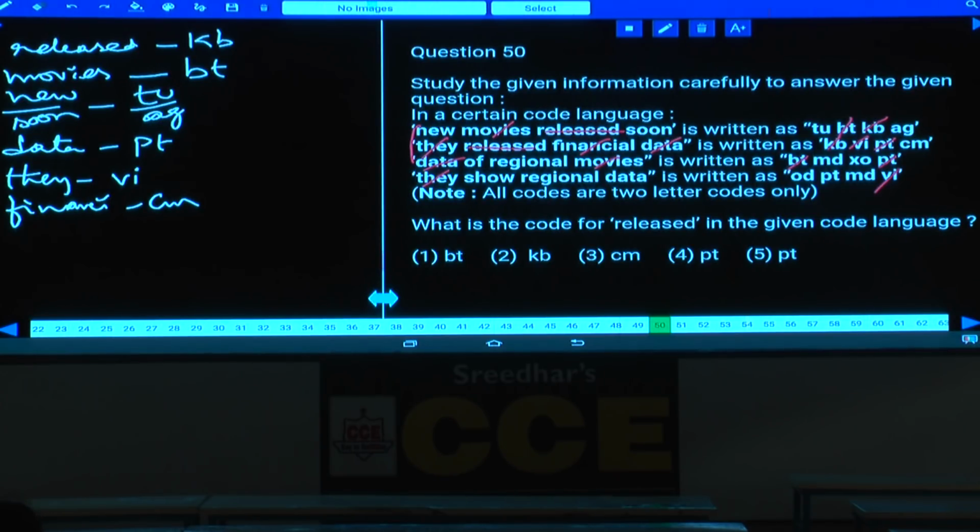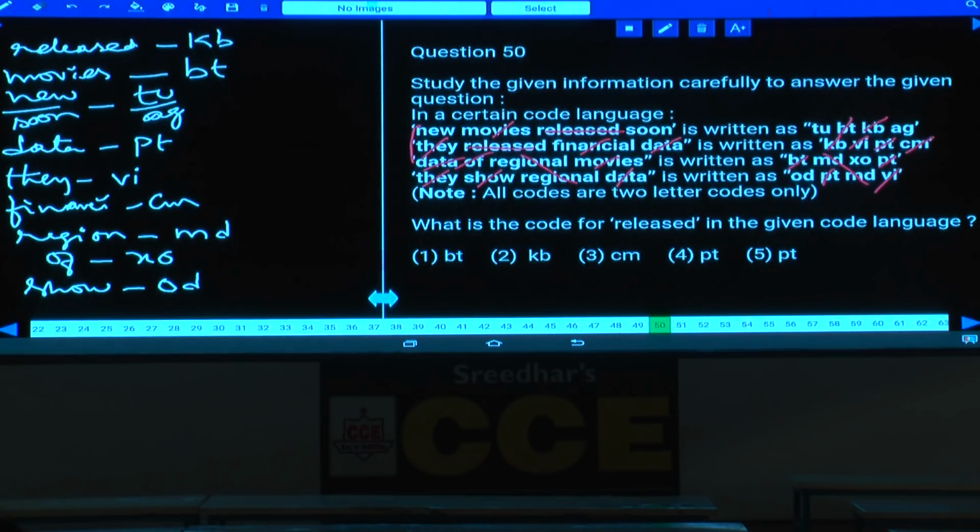Then coming to regional. Regional is the word which is common between these two. As regional is common between these two, tell me what is the code common. MD and XO, MD is common. Hence regional is MD. Now data is what? Data is PT, that's already done. Now we are left with only of in the third statement, and the code to the word of is XO, and in the fourth one show is the word left over, and the code to the word show is OD. Now these are the words and their corresponding codes.